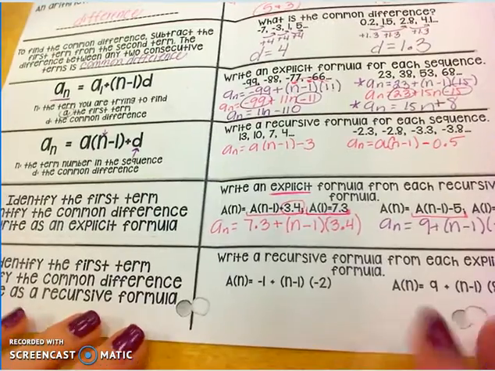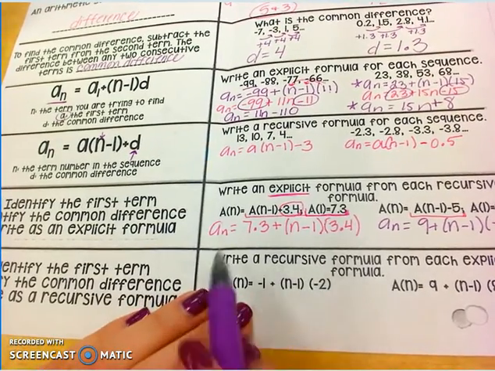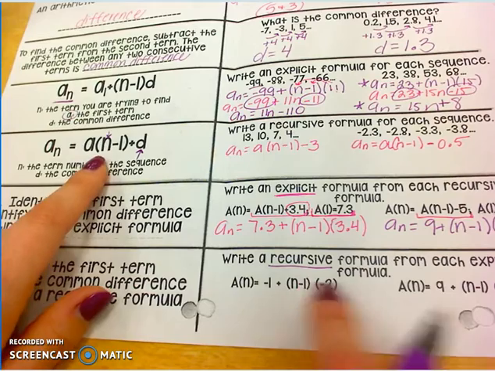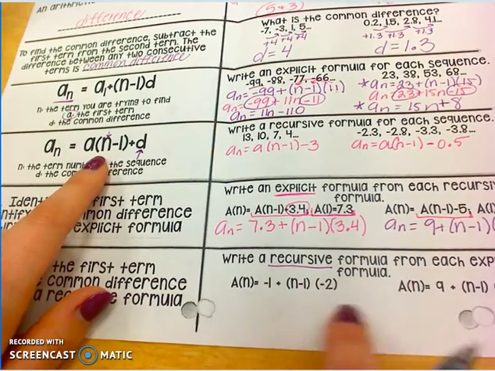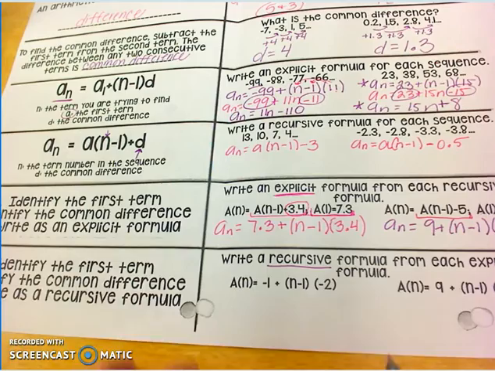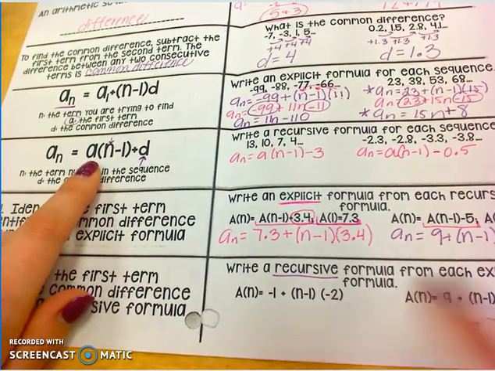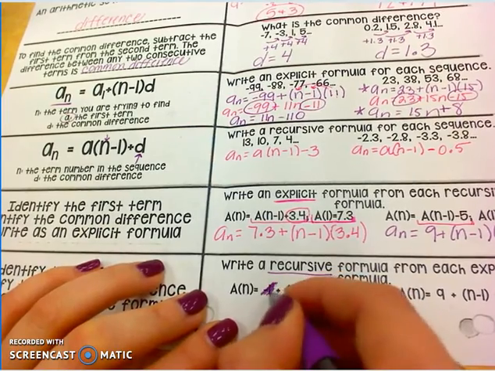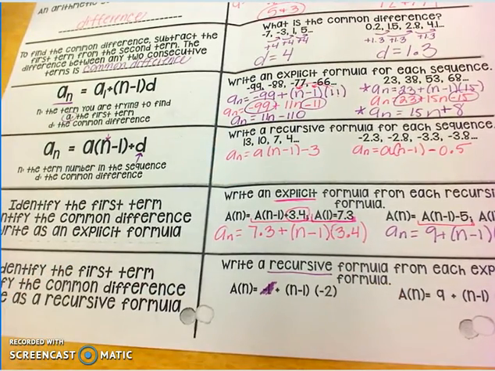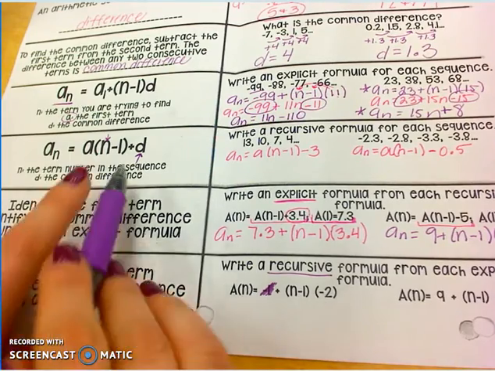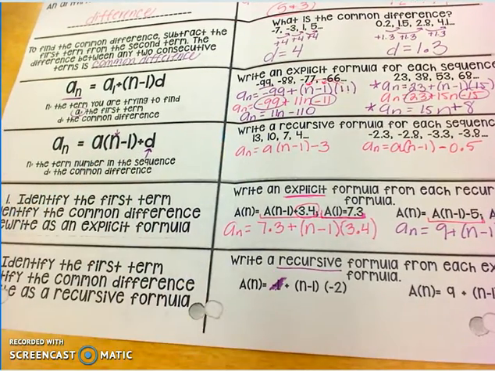And now we're going backwards. Recursive is what we're writing. So look at the recursive formula from this explicit. Okay? So remember, if we're writing a recursive, we don't need that first term. So we don't need that first number. All we care about is the common difference, which we're no longer multiplying. It's going to be added or subtracted.